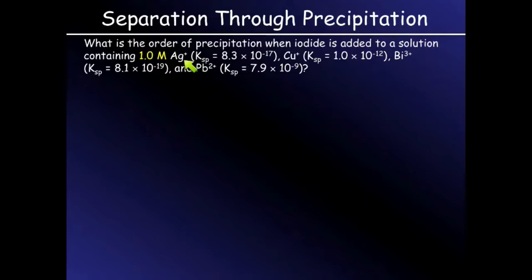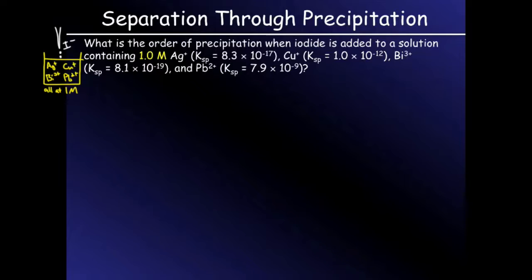This is the KSP value for lead iodide. This is the KSP value for copper iodide. We also have bismuth reacting with iodide, and here's its KSP value, and lead-2 reacting with iodide, and we have its KSP value. So we have several ions in solution, all at 1 molar, and we're going to add a solution containing iodide.